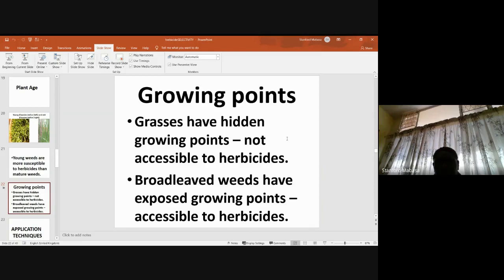So the growing points can bring about selectivity. I think this can happen with wheat and wild oats, where in wheat the growing points are not accessible as opposed to wild oats.